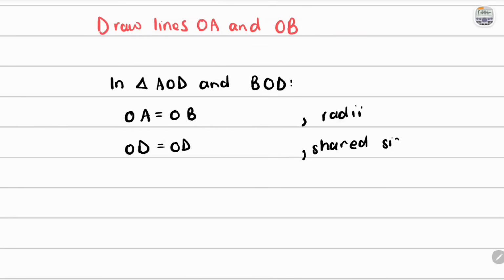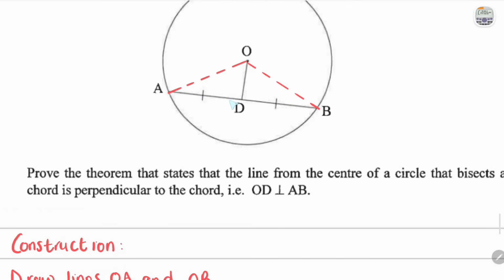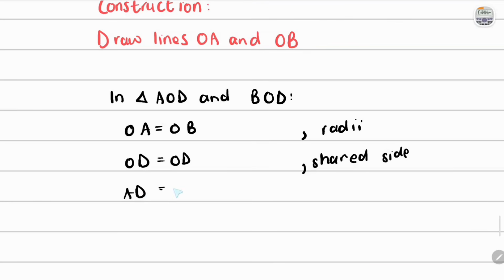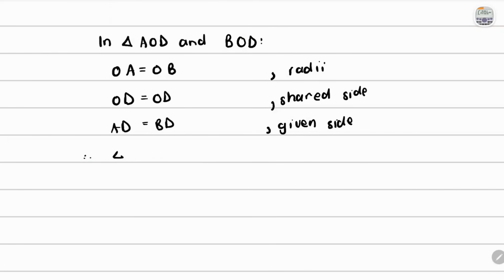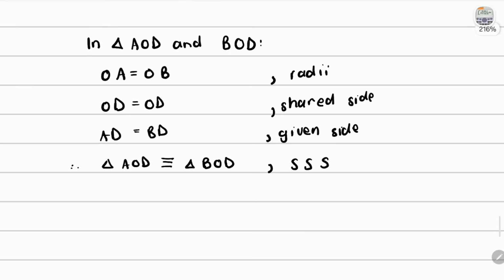And then we have one more side that is equal. They already told us that AD and BD were equal, so we can tell them that AD is equal to BD, and this is because it was given. So it's given. Okay, it's a given side. So this concludes that triangle AOD is indeed congruent to triangle BOD because we have three sets of equal sides. Three corresponding sides are equal in each triangle.